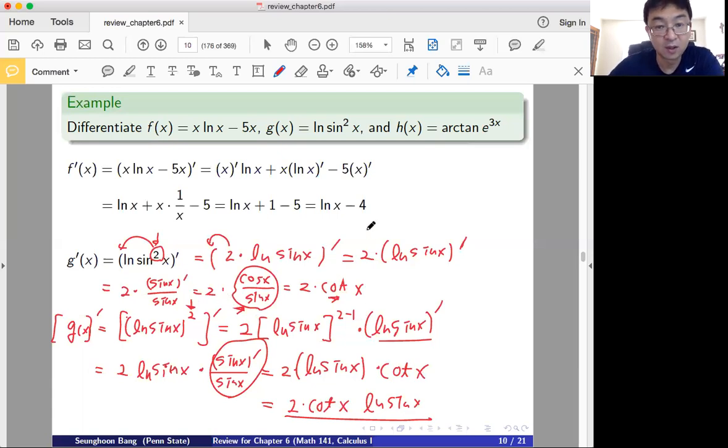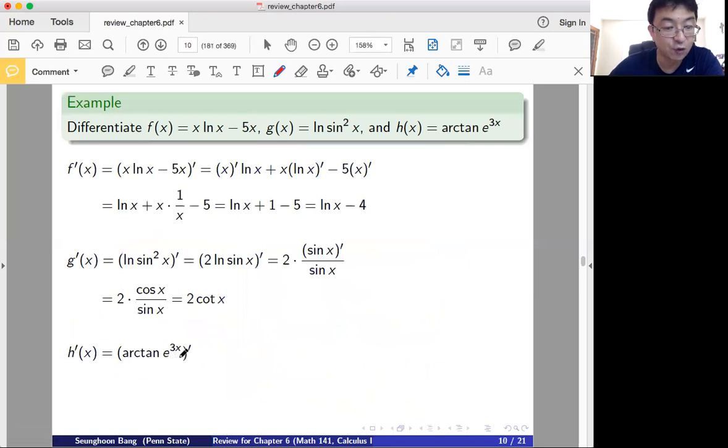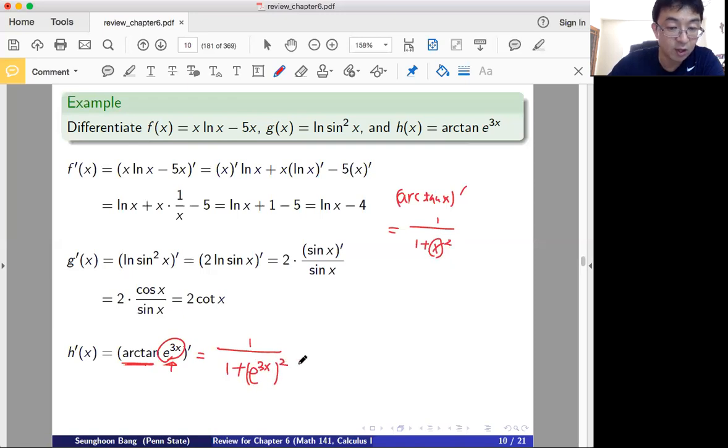The next tip. So we think about h of x. h of x is arctangent of e to the 3x prime. The first one, arctangent is the outer function, e to the 3x is the inner function. What's arctangent of x prime? Arctan x prime is 1 over 1 plus x squared. So what's that? 1 over 1 plus, you plug the inner function into x. So we have e to the 3x squared times e to the 3x prime. This is the whole idea.